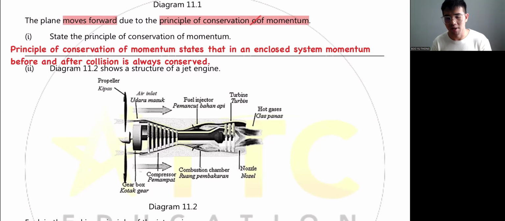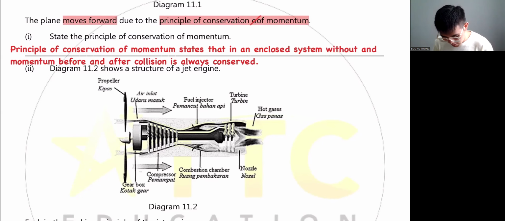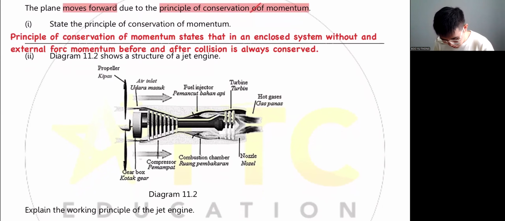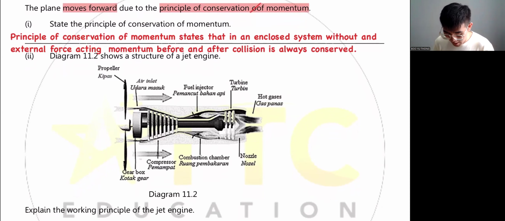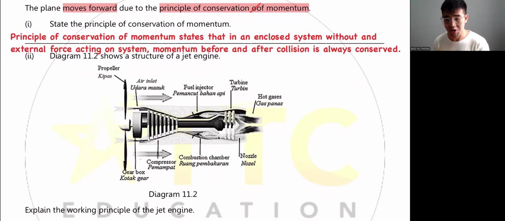So the object has to be not being interfered by any external factor. In an enclosed system, without any external force acting on the system, like I said, the system means the environment of the object. Then only you start explaining the conservation of momentum. The momentum is always conserved before and after the collision.